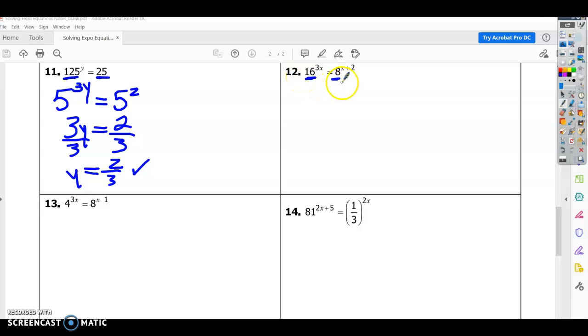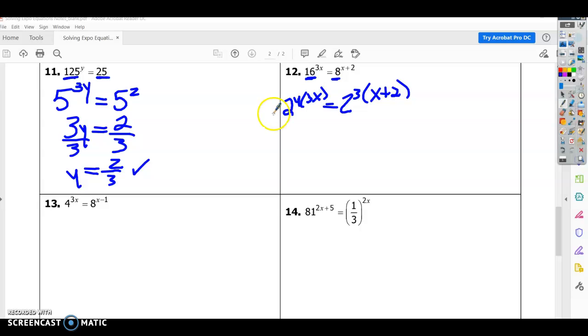So let's start here. Again, if you need to refer to your table, you can do so. But 8 is 2 to the third. And then I've got x plus 2 is already there. Don't forget it. And then 16, again, is 2 to the fourth power. 4 times 4, or 2 times 2 times 2 times 2. So 2 to the fourth power. And then again, bring down my 3x.